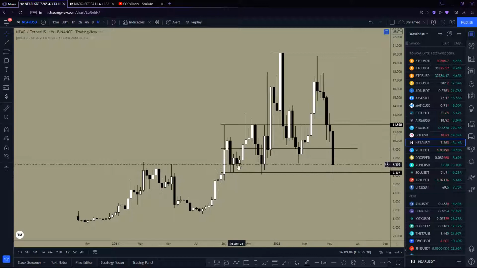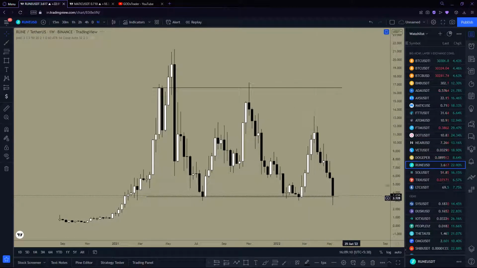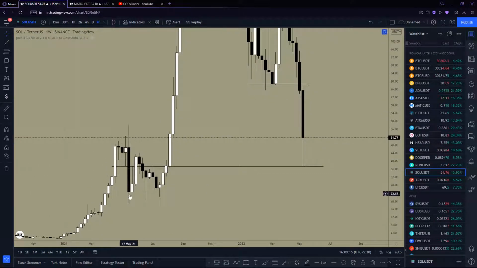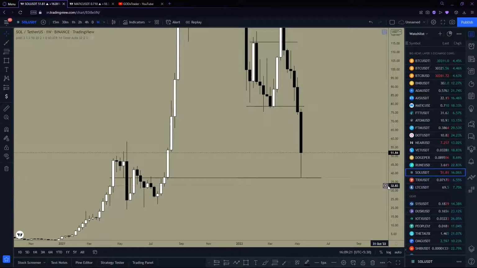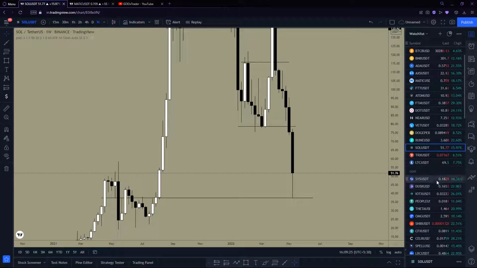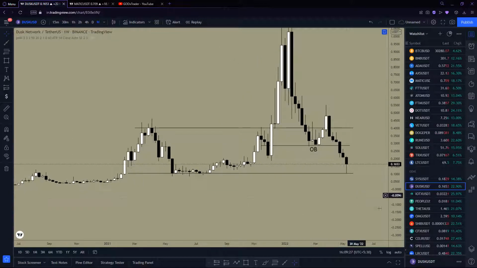So NEAR, liquidity already taken out, leave it. Rune already taken out liquidity below this. Let's talk about SOL, already reacted to 50% of this red candle. So I take 50%, the mean threshold of it, and look at the precision, already bounced. Leave DRX. Dusk, okay, Dusk is okay.